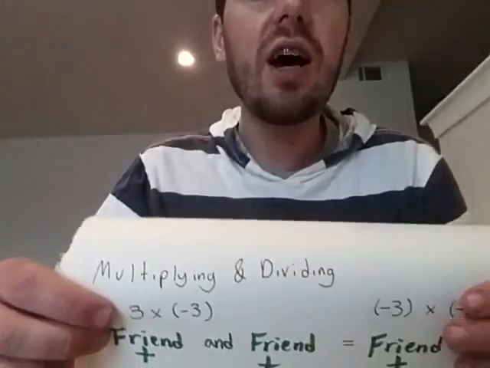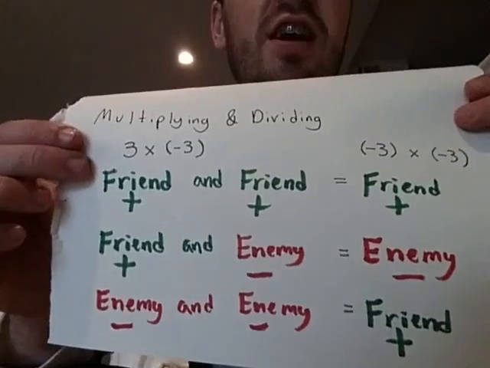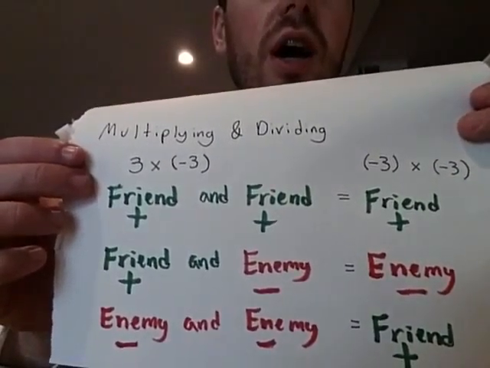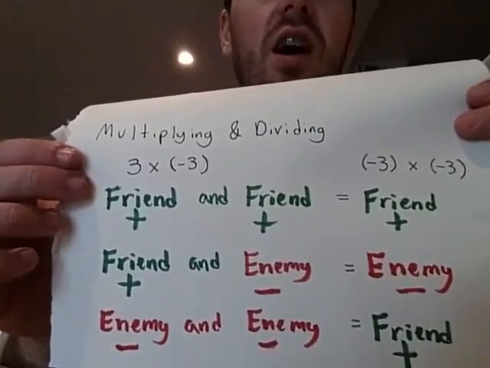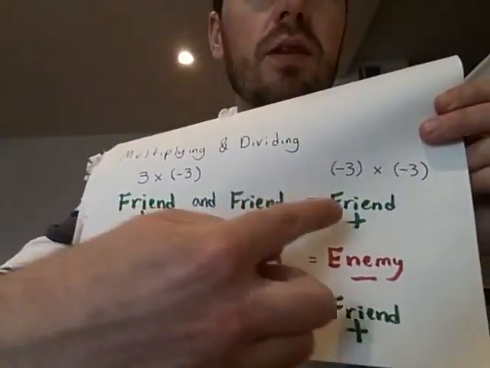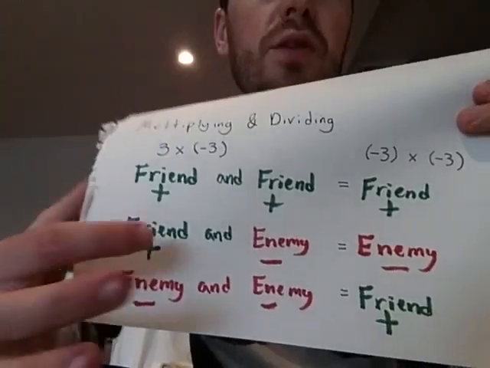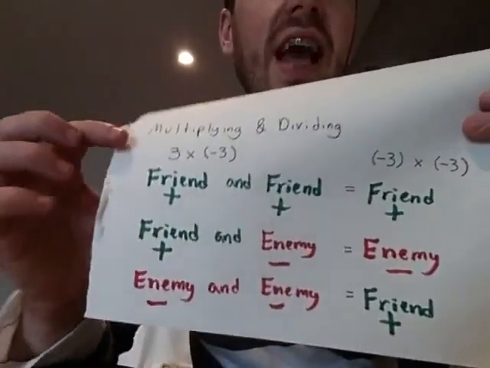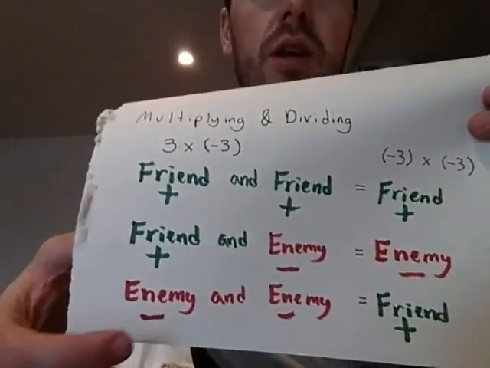Well, this one's a little bit easier to comprehend. I've got a little strategy that Valeria taught me, and I think it's really helpful when you're working with multiplication and division. Now, it goes like this. A friend and a friend makes a friend. But if you have a friend and an enemy together, there's going to be an enemy relationship.